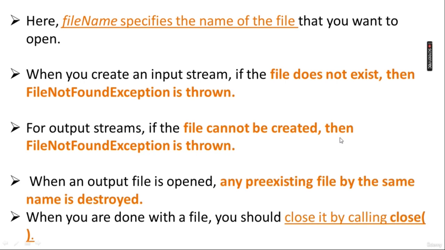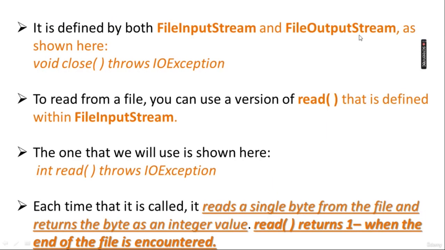Then when you are done with the file, you have to close it by using the file object dot close method. So what is the syntax of file object dot close? void close() throws IOException.